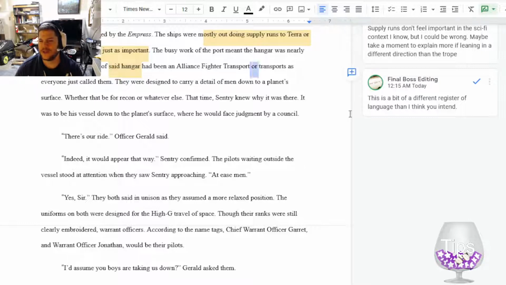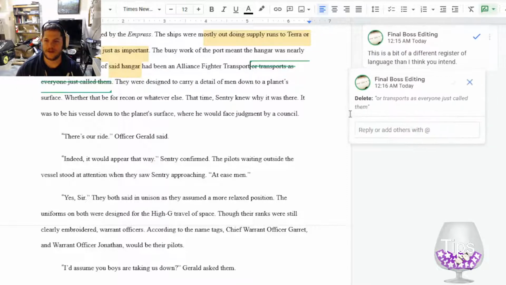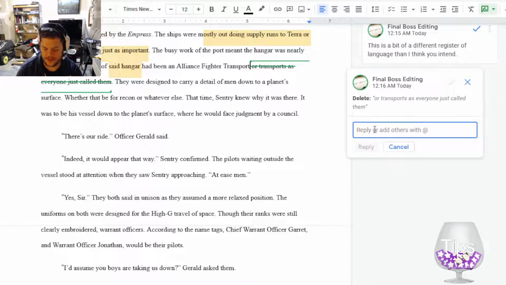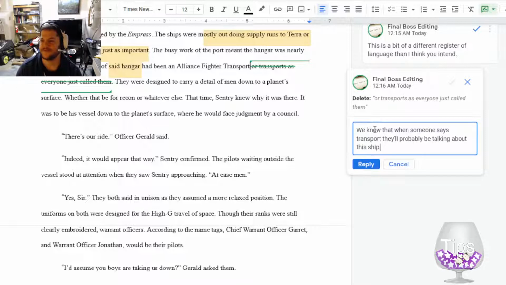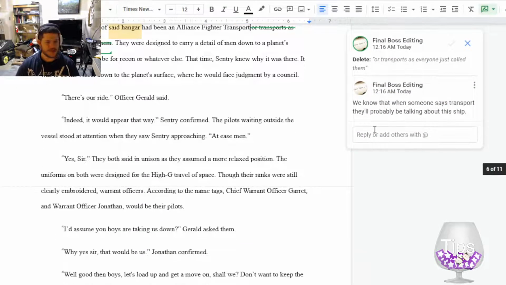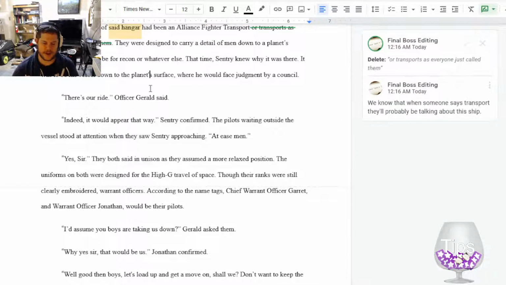I mean, I don't think you need this. We kind of know that if someone calls them a transport, they'll probably be talking about this ship. It's the only thing with transport in the name, and people shorten names like that, so you probably don't need that extra clarification.